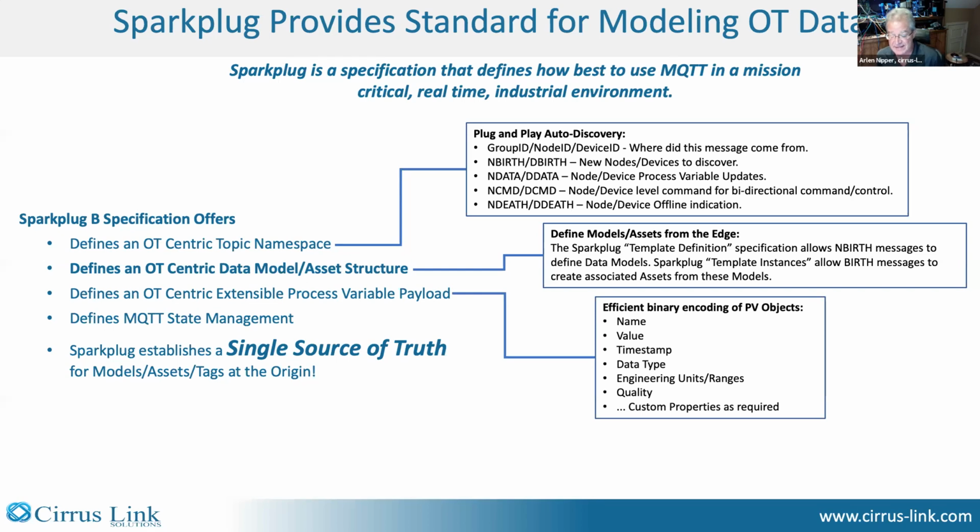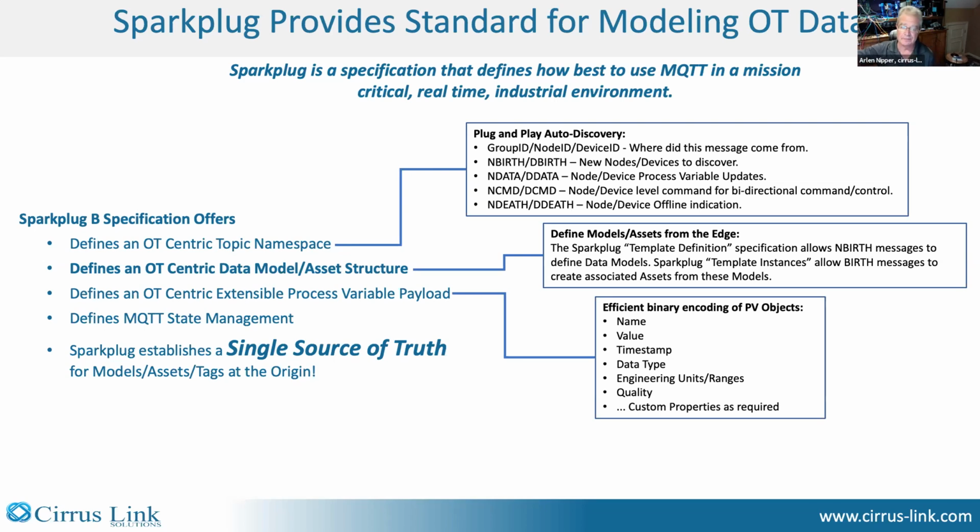Now, the next thing that we did is that, again, you can define your own payload within MQTT. And I always say, the beautiful thing about MQTT is you can publish anything you want on any topic. The problem is that you can publish anything you want on any topic. So what we did is we defined an efficient binary encoding of a process variable object, a measurement object. We've got a name, a value, a timestamp, a date, time range, quality, custom properties, so that that measurement, if it goes up into the cloud and I want to find it a year from now, I've got context for that process variable.